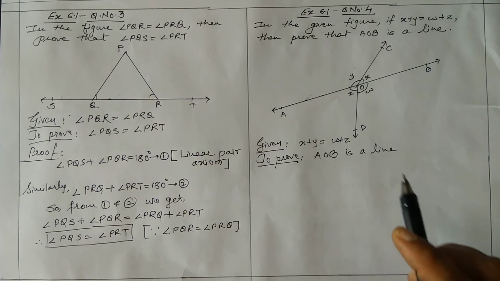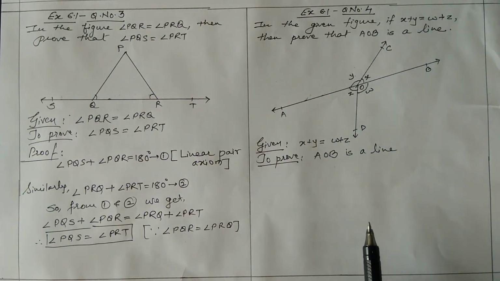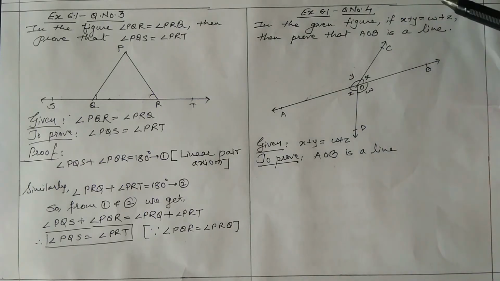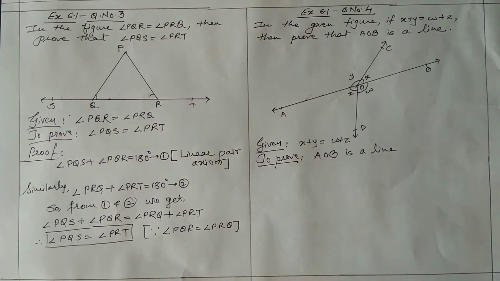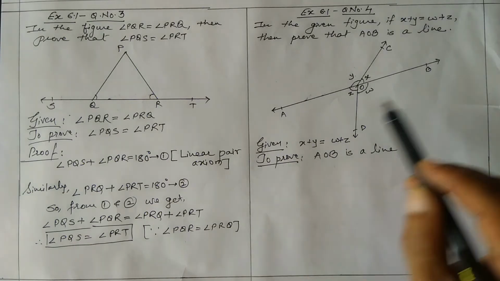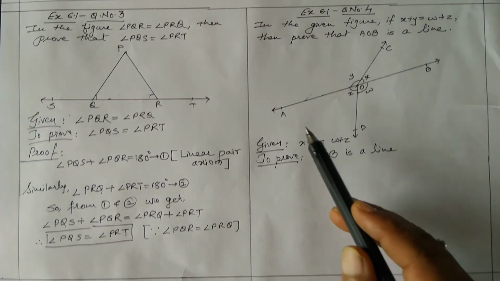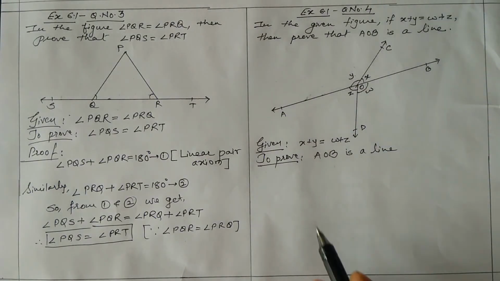In the given figure, what is x plus y? It is forming a linear pair. What about z plus w? It is also forming a linear pair. In x plus y, what is the common ray? OC is the common ray. You can see AOB is a line, but we have to prove it here, so we cannot write it directly. And OD is also a common ray in angle AOD and angle BOD. Okay, let us start here.